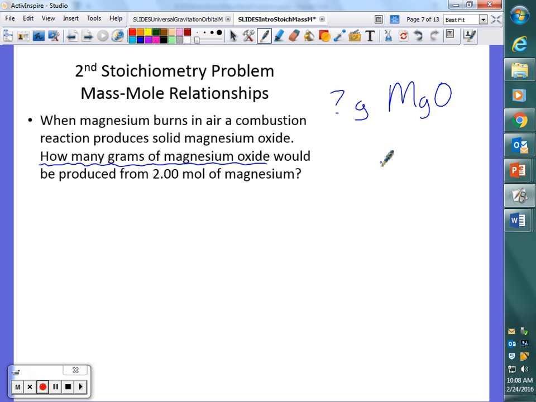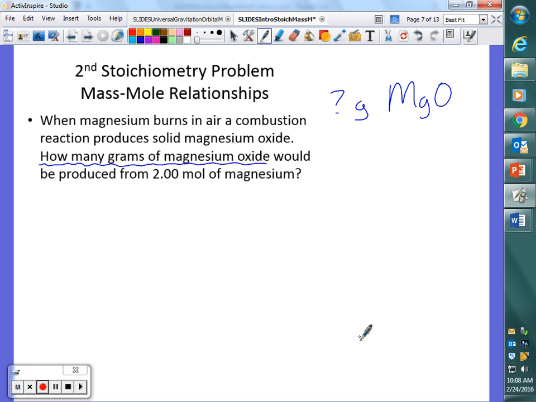Now, we gather the information. One vital piece of information that we need to do stoichiometry problems is a what? Balanced chemical equation, right? So, on the quiz, you won't have to do this. I will give you the equation. You'll have to balance it, but I'll give you the equation. Here, let's just go through and as a review, make sure we understand what's going on. So, magnesium burns in air. A combustion reaction produces solid magnesium oxide.